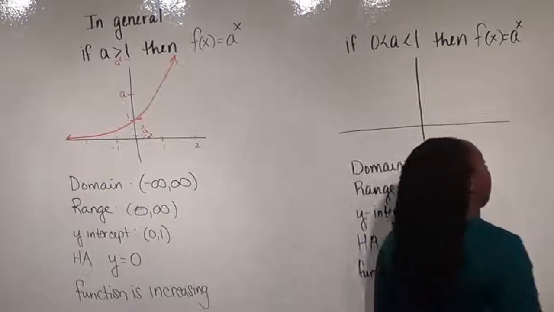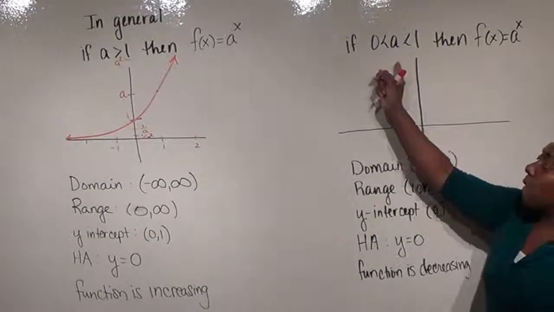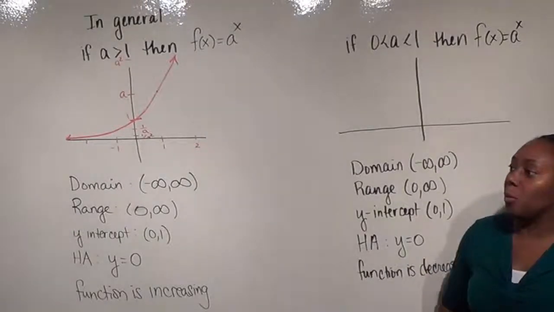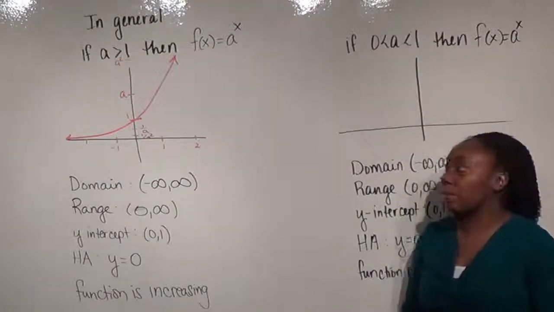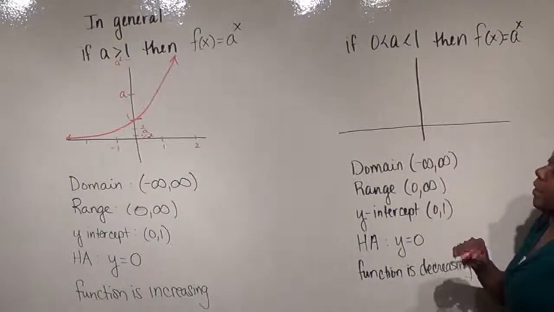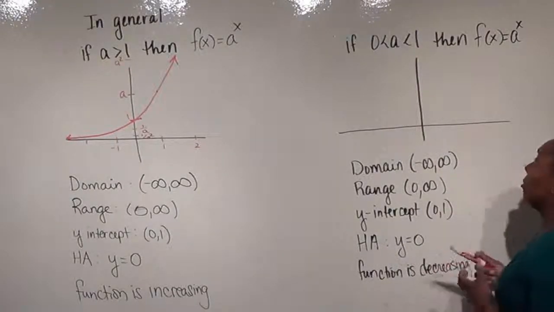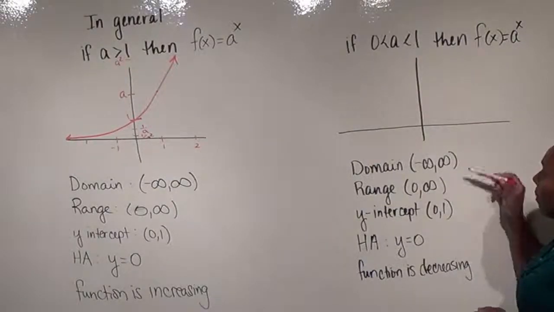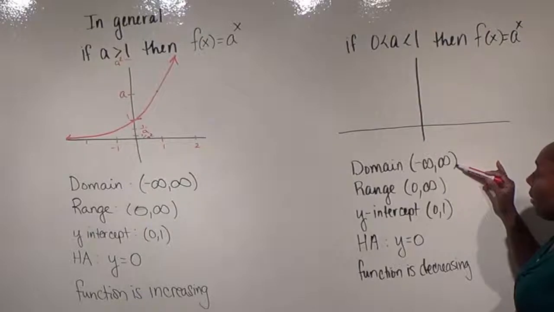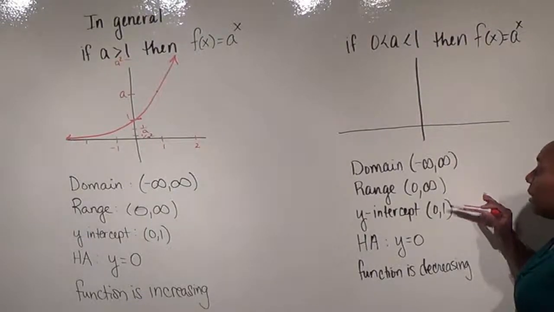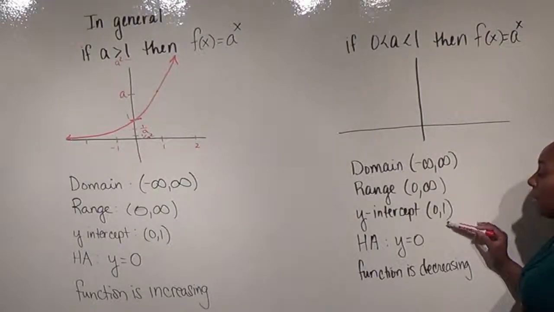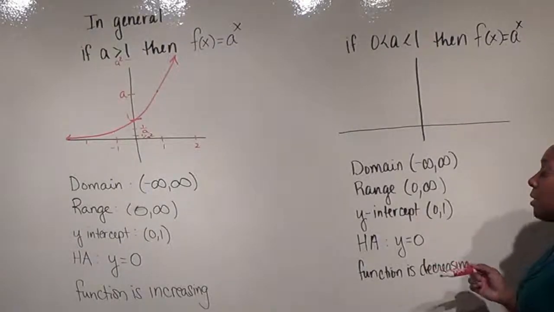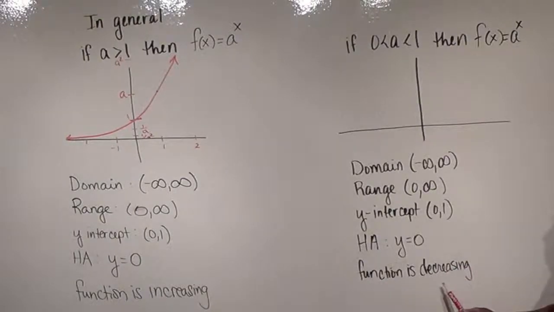If we look at the other side of that, meaning if my a is less than 1, and notice here I put that 0 less than a less than 1, because remember your a value is always greater than 0. So here I'm looking at fractions, small numbers between 0 and 1. In this case, notice a lot of my information is still the same. I'm still looking at all real numbers for the domain. The range is still 0 to infinity. The intercept is still 0, 1. And my horizontal asymptote is still y equals 0. The only difference is my function becomes decreasing.